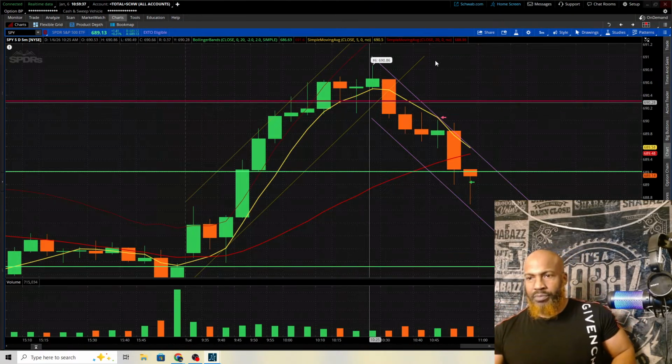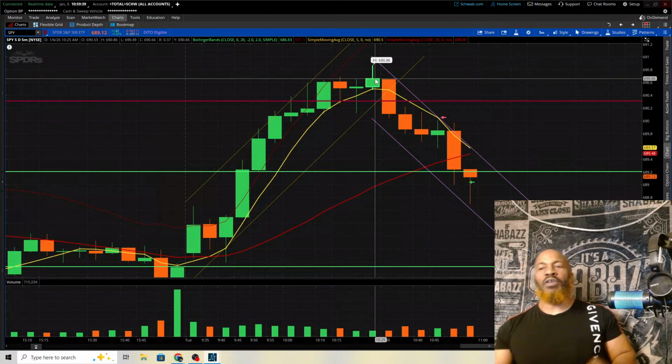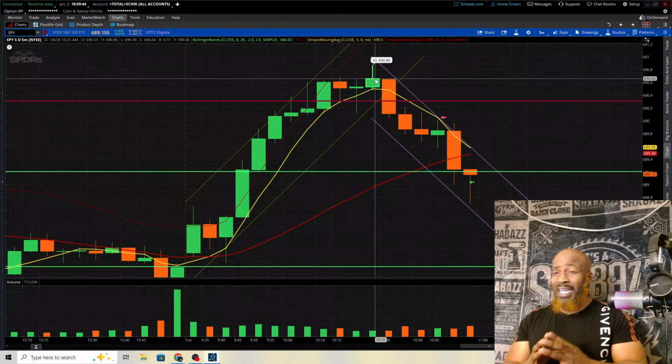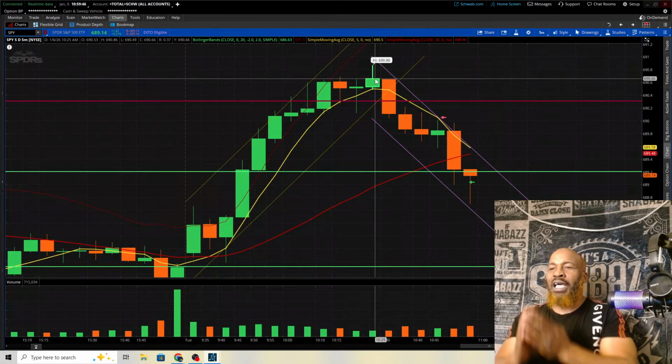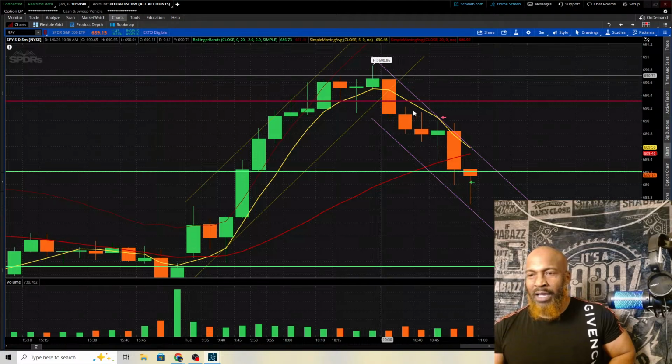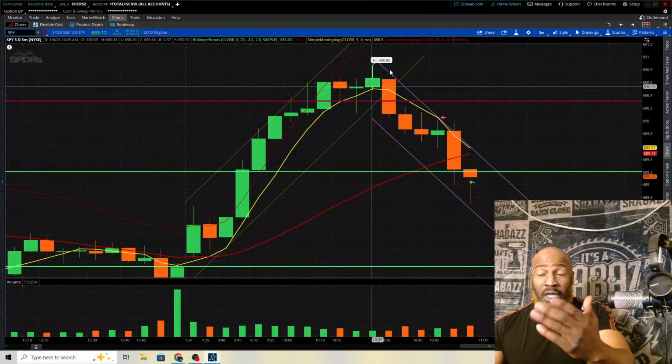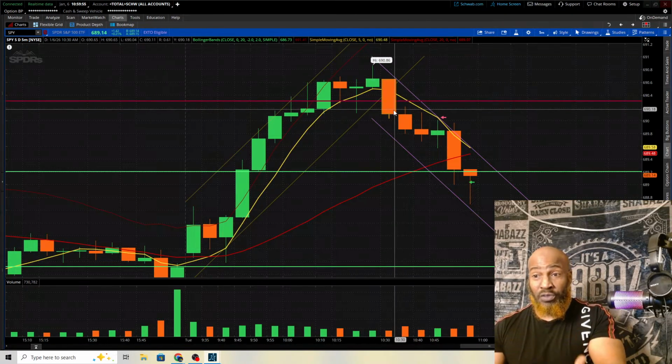Right after that, we had a beautiful shooting star on the 5-minute chart, which also gave us a great opportunity to get in even after letting the candle close. We let the candle close. It closed below the resistance. It closed below support, which turned it into resistance.